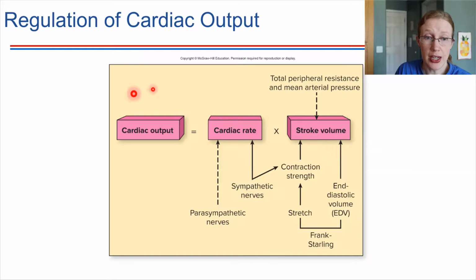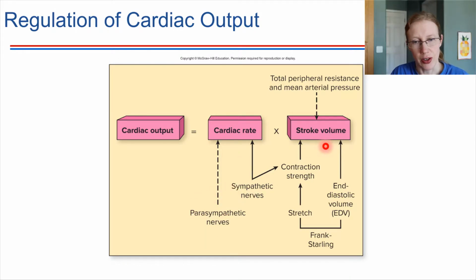So again, we're talking about cardiac output, how much blood is put out from the heart, and that is influenced by two things. Cardiac output, how much blood is put out per unit of time, is influenced by two things, cardiac rate and stroke volume. For each of these, there are things that can promote or things that can inhibit. So cardiac rate, we can increase cardiac rate with activity of the sympathetic division of the nervous system. We could decrease cardiac rate by activation of the parasympathetic division of the nervous system.